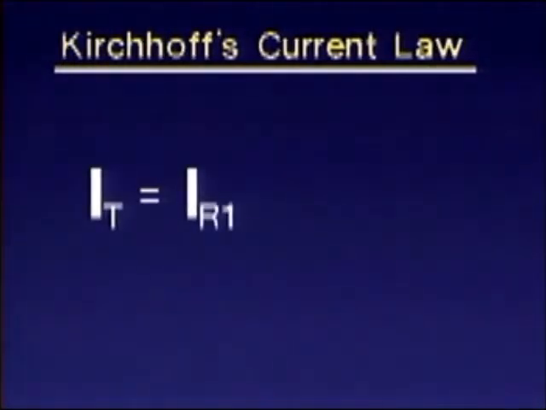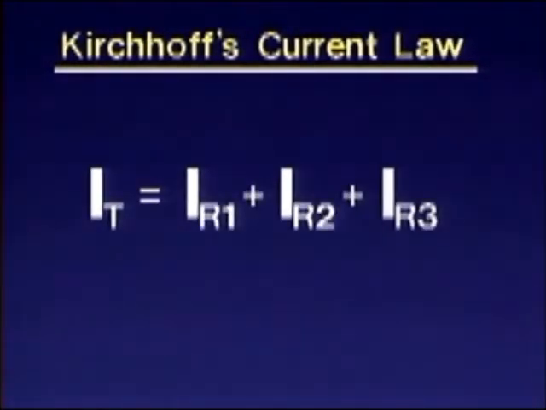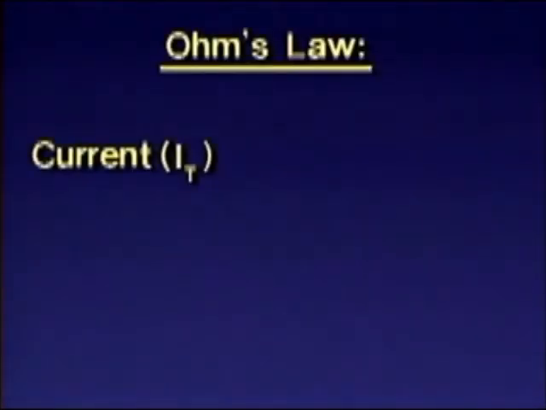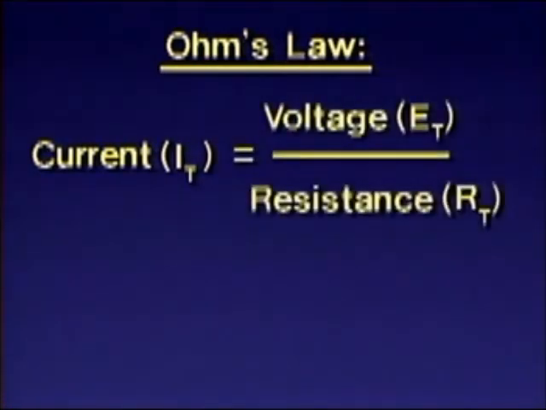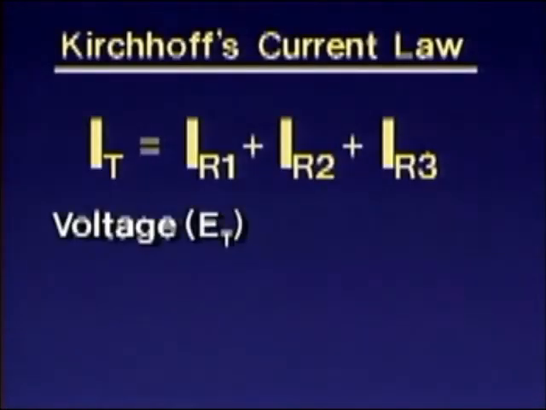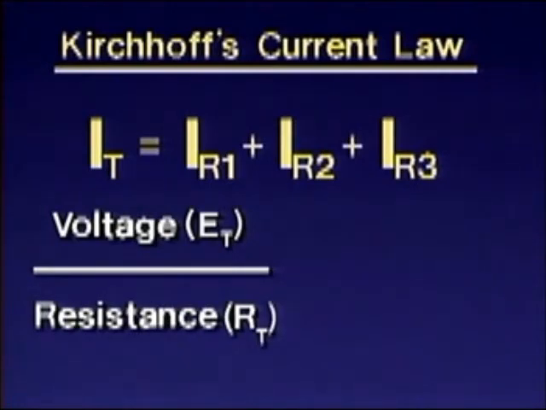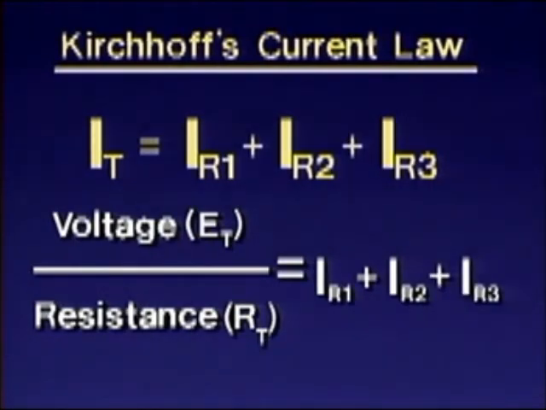Kirchhoff's current law states that total current in a parallel circuit is equal to the sum of the individual branch currents, that is, IT equals IR1 plus IR2 plus IR3. Ohm's law states that the total current IT is equal to total voltage, ET, divided by total resistance, RT. Therefore, by substituting the value for total current, according to Ohm's law, into Kirchhoff's current law, you get total voltage, or ET, divided by total resistance, RT, equals IR1 plus IR2 plus IR3.